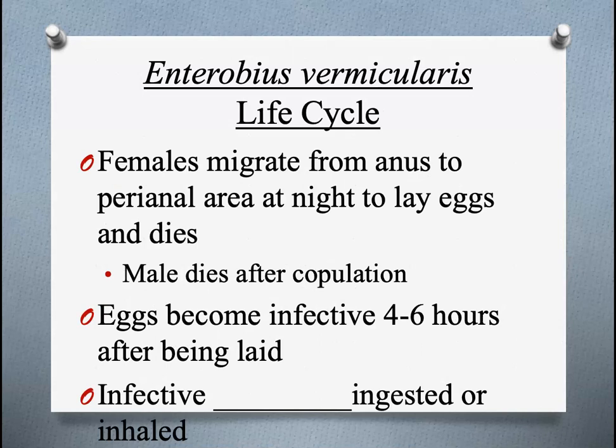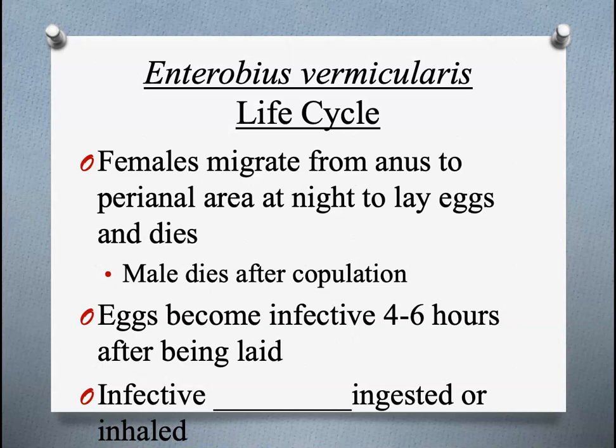I'm going to talk through the life cycle, and then I have a good diagram that we can talk through as well. Okay, so starting with adult worms in the intestines, the female gets fertilized by a male worm from mating. After mating, females will migrate from the anus to the perianal area at night to lay eggs. And after she lays eggs, she dies. And the male dies after mating.